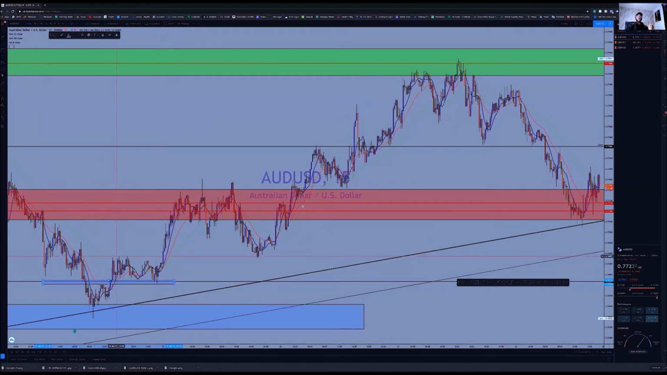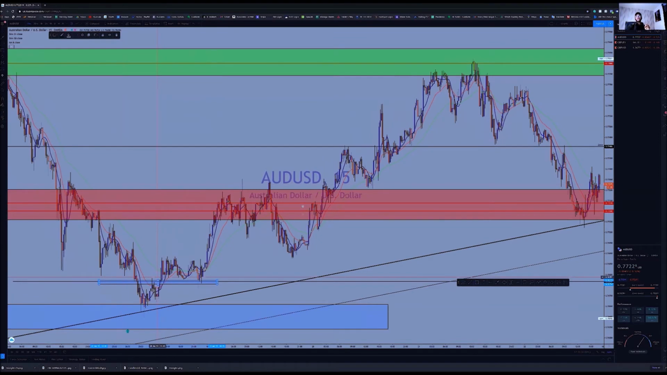Then it gave me a pullback. I saw this indecision candle, the doji candle. That's initially where I entered my trade. Okay, price is respecting this level. Price doesn't want to break above this level. Price doesn't want to break below this level. So that's initially where I entered my trade.